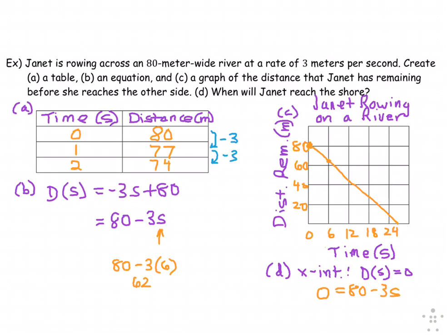To reach the shore, that's an x-intercept, or where d of s equals 0, so the dependent value, and that's the left-hand side of the function. And solving that yields that s in seconds is 26 2/3. That's how long it will take until Janet reaches the other side.